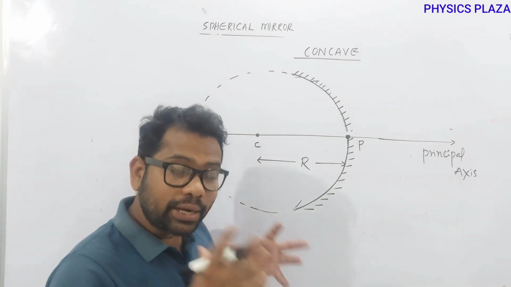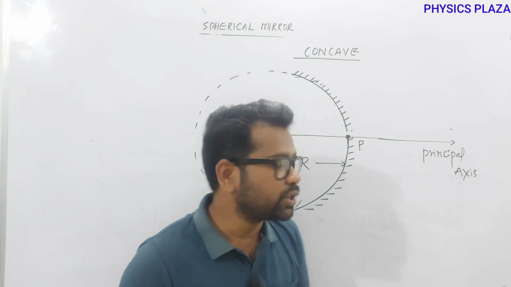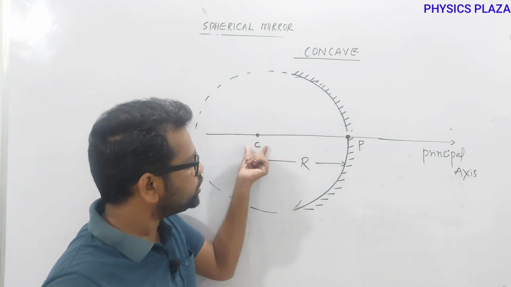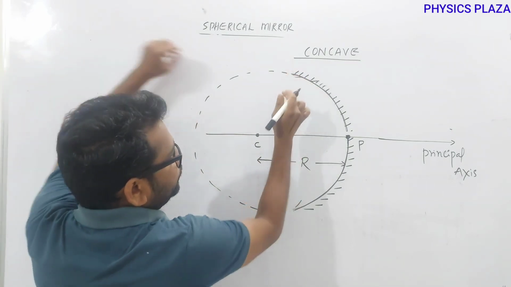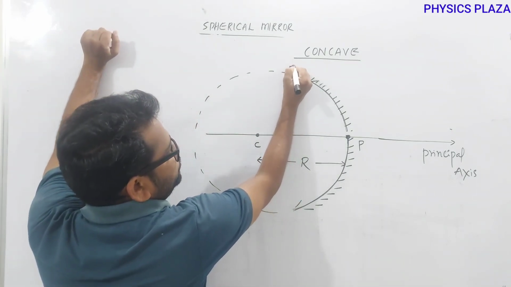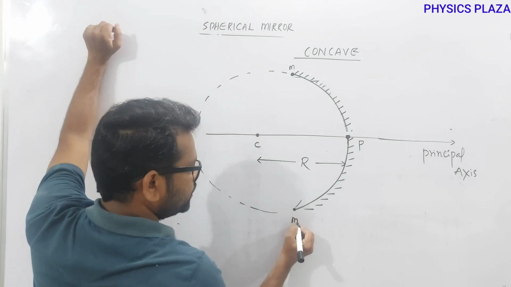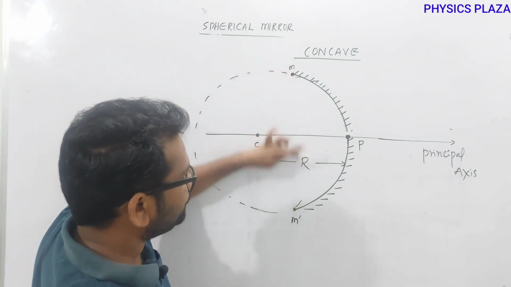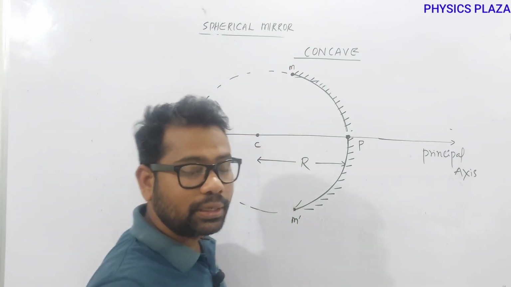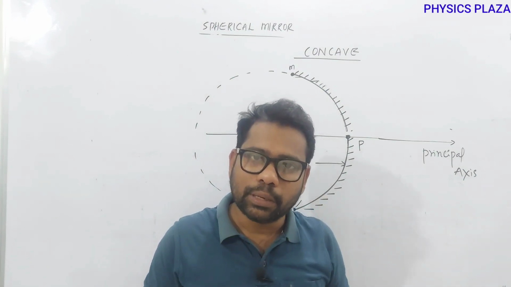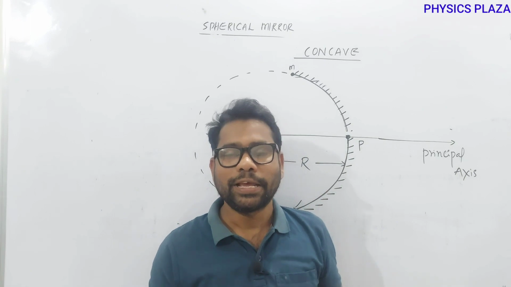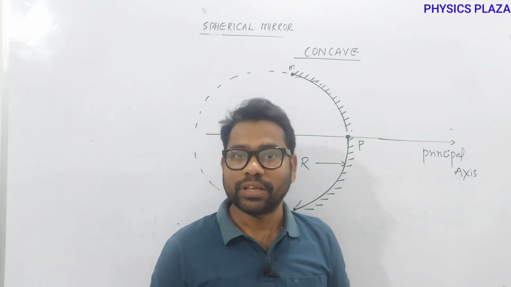And children, the distance between the center of curvature and the pole of the spherical mirror is called the radius of curvature. What is the radius of curvature? The distance between the center of curvature and the pole. And children, if you can see this point, let us say it's M, and let us say this point is M dash. From here to here represents the diameter of the spherical mirror. The diameter of the spherical mirror, meaning the effective part where reflection will take place, is called the aperture.